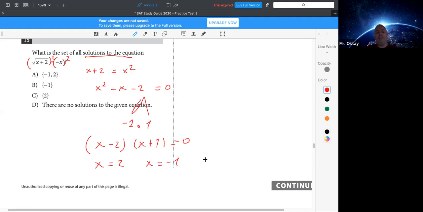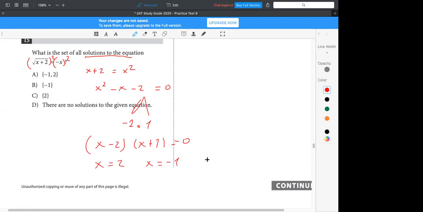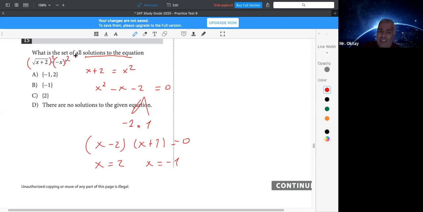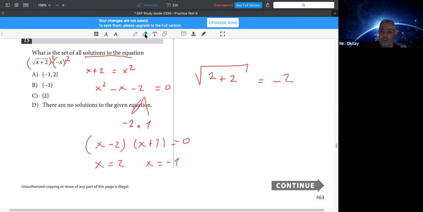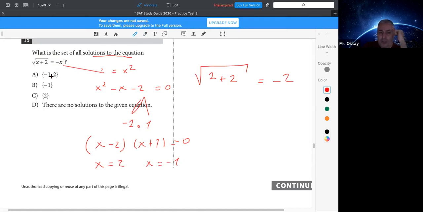Till here, do you have any question? No, mister. And then, when there is a square root question, always check your result, always. Instead of x, 2 plus 2, is it equal to negative 2? Look, be careful now. If x is 2, 2 plus 2 is equal to negative 2. So root 4 is negative 2? No. It's not. So cancel this.